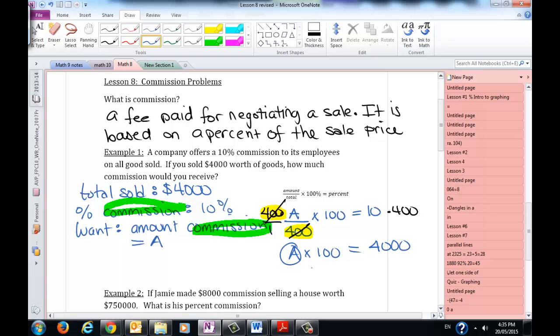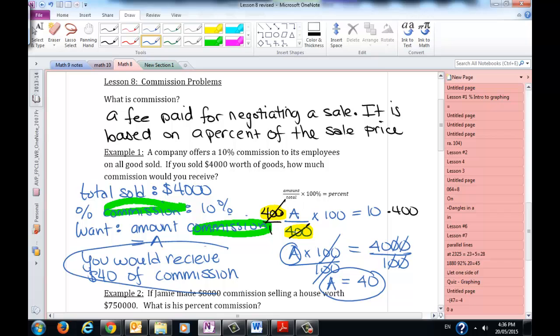And now I'm trying to solve for A, so I'm going to divide both sides by 100. On this side our hundreds divide out and we're just left with an A. On the right hand side I can divide by 10 once, I can divide by 10 twice, and I'm left with 40 divided by 1, which is 40. Now, when we have a word problem, we want to have a word answer. So I go back to my question. It says, how much commission would you receive? You would receive $40 for commission. And I can circle it so that I know where my answer is.